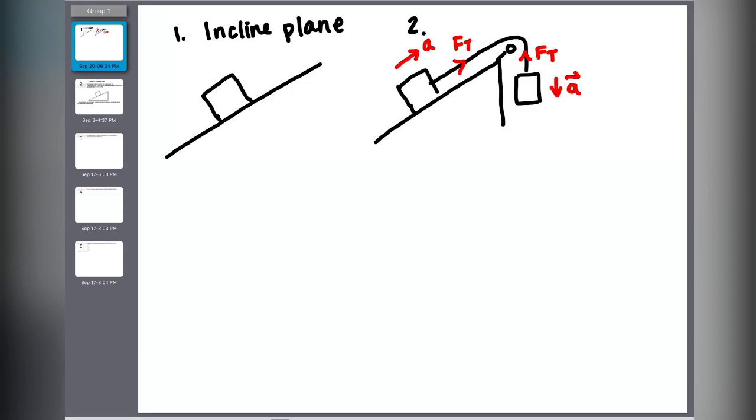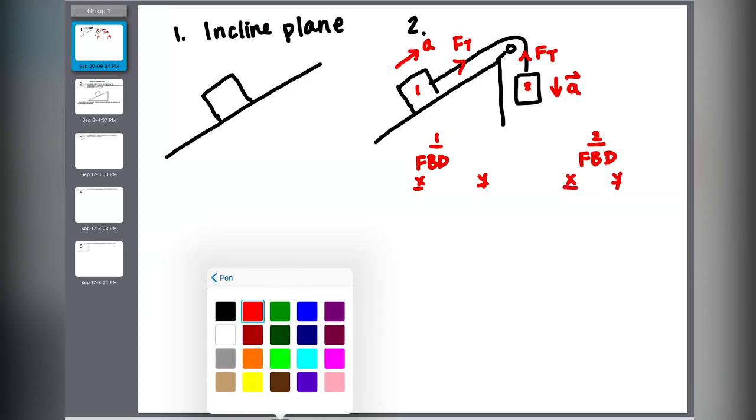And you're also going to have to remember that this is two objects, right? Object one, object two. You're going to do two blocks and separate them out, and you draw your free body diagram for each of them. Then you would do your XY forces for each of them if needed.